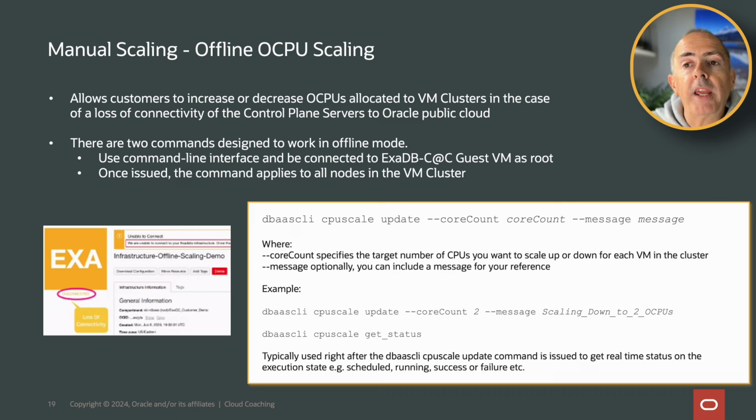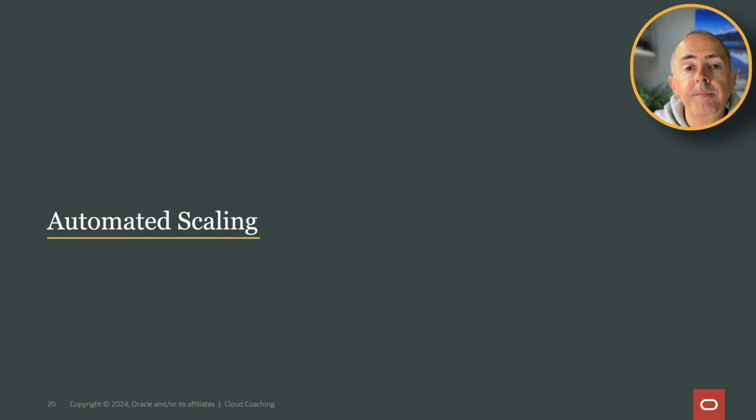So in this example here, we're scaling down the number of OCPUs to 2, and we can also send a message. And after we've done that, we can issue the scale get status command, and this will give us an up-to-date status of exactly where in the process we are with that scaling. So let's move on to automated scaling.